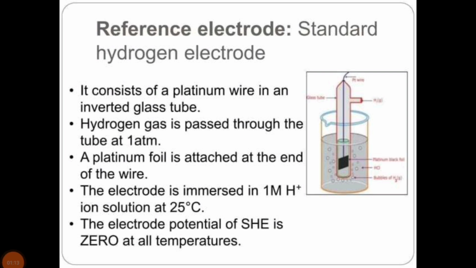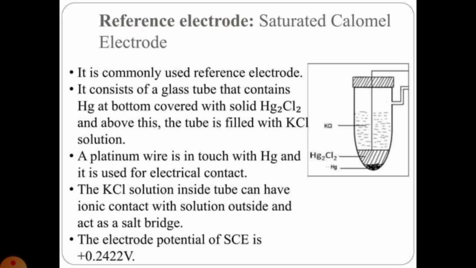There are advantages and disadvantages. The silver chloride electrode is also used. First is the saturated calomel electrode.